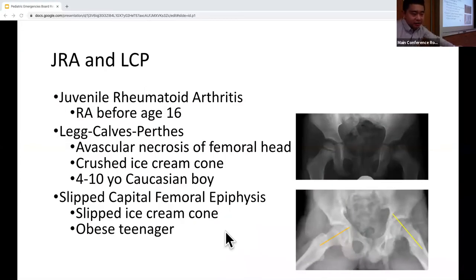So these are the other answers. So JRA, it's usually rheumatoid arthritis before age 16. Like half birth, we went over already. And also SCFE as well. So these are other things that were wrong answers.